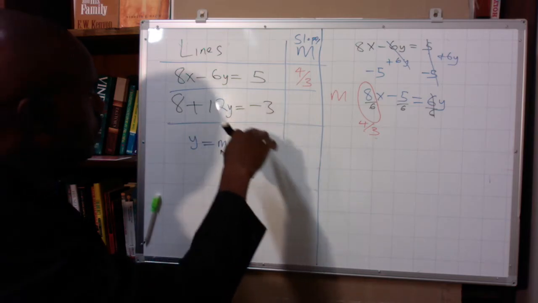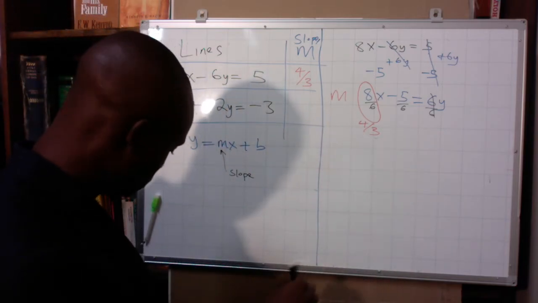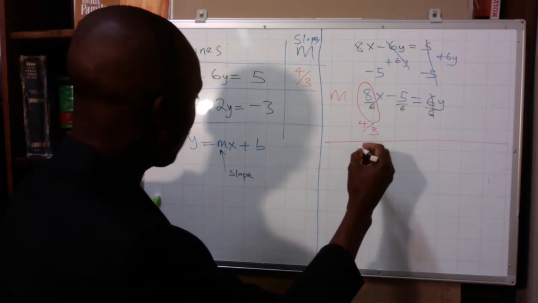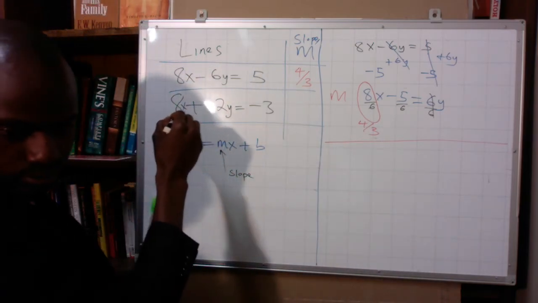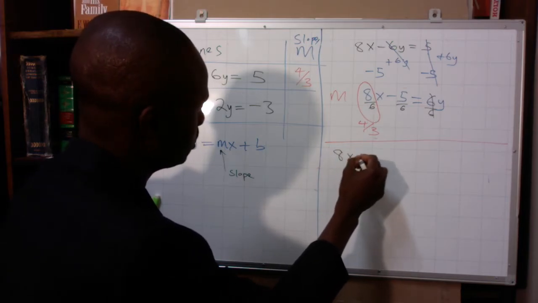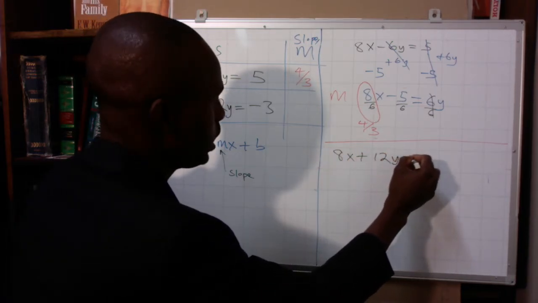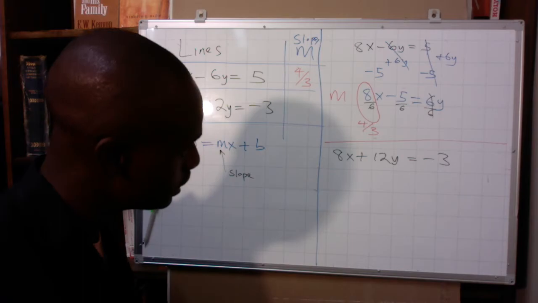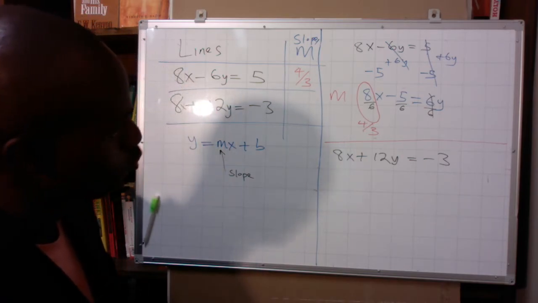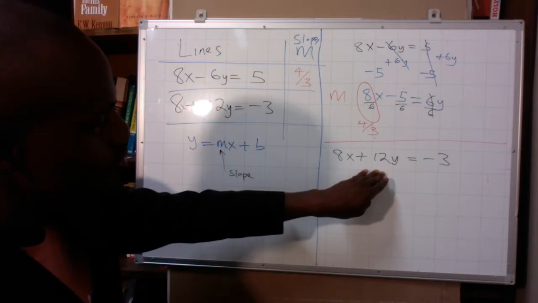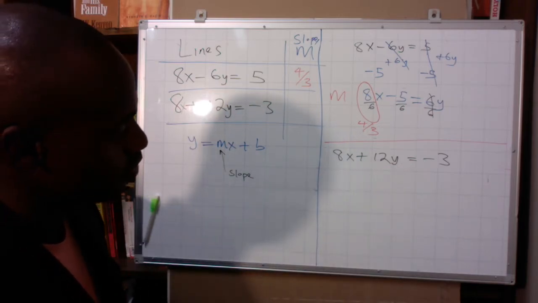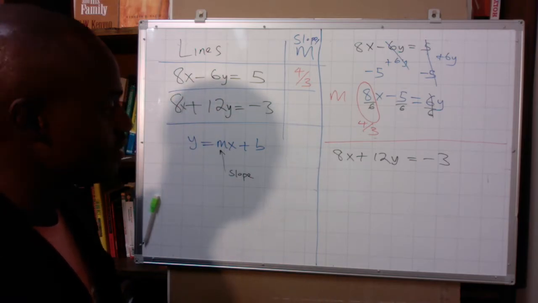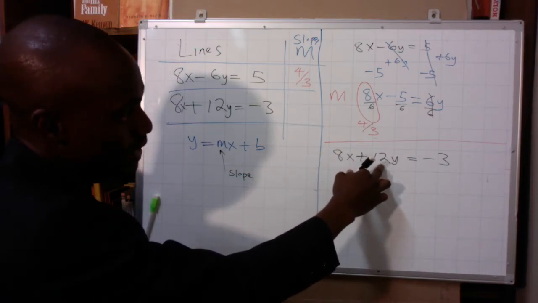Remember, we have to find the slope of the second. The second equation says 8x plus 12y equal to -3. Again, we have to follow the same procedure we followed earlier, in which we want to get y by itself. But because y is positive on this side, I think life is going to be easier if I just subtract 8x from both sides, which is the same thing as adding a -8x. In other words, I want to get rid of this so that y can be by itself.